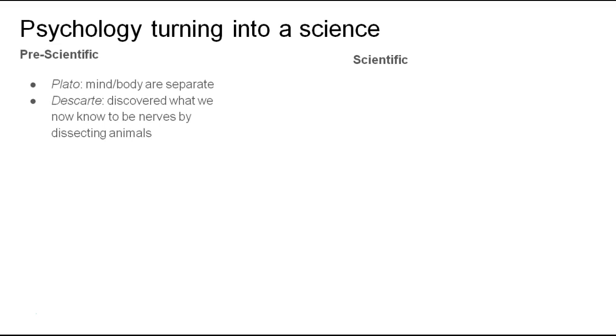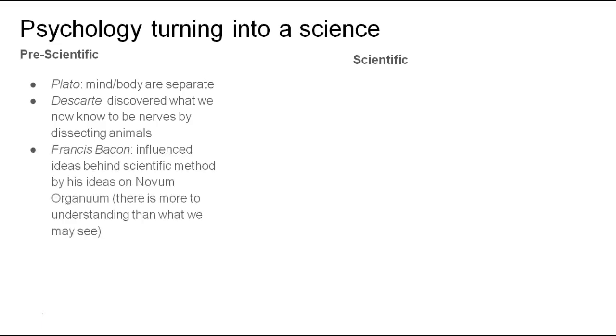Descartes took that thought and moved on to discover what we now know to be nerves by dissecting animals. He believed that there were hollow tunnels through our body that sent messages. We now know that those tunnels are not necessarily hollow, but instead full of nerve endings, and that's what sends messages throughout our body.